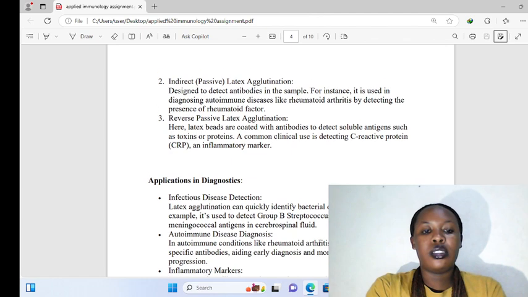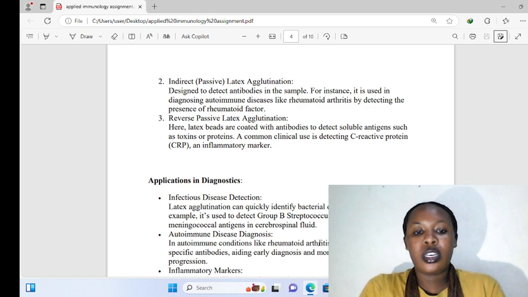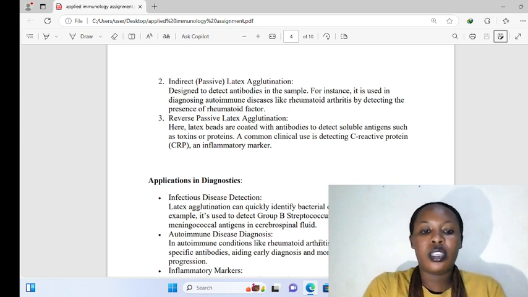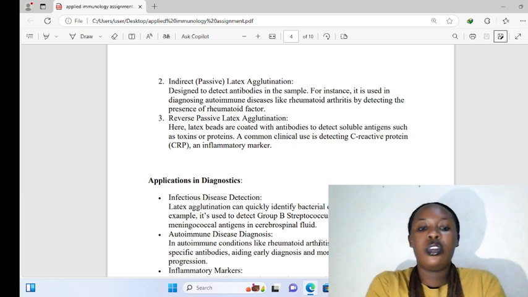Second one is indirect or passive latex agglutination. This type is designed to detect antibody in the sample. For the direct, we detect antigen in the sample, while for indirect, we detect antibodies in the sample. For instance, it is used in diagnosing autoimmune disease like rheumatoid arthritis by detecting presence of rheumatoid factor.